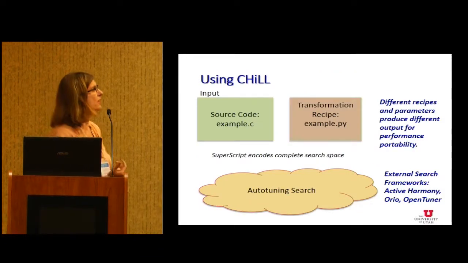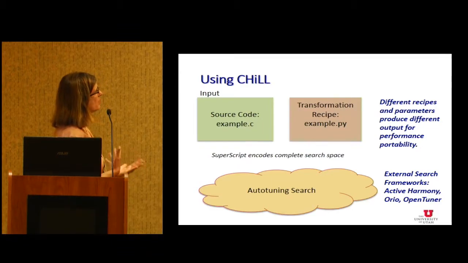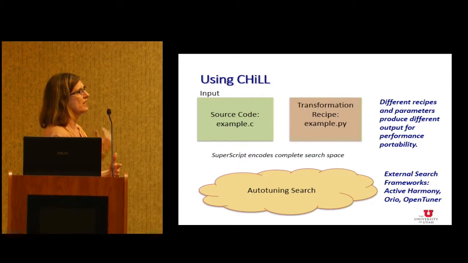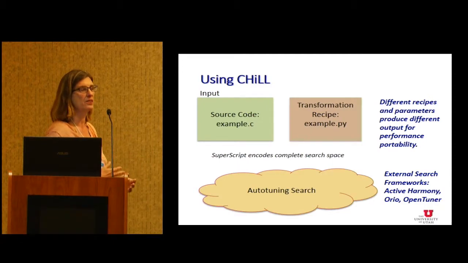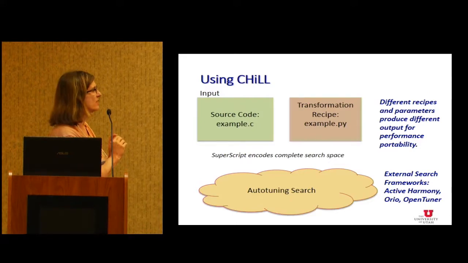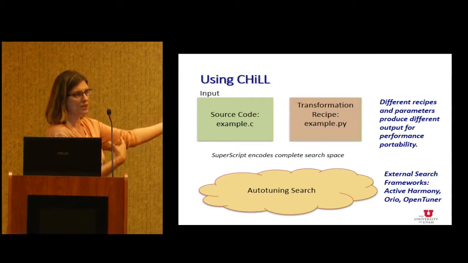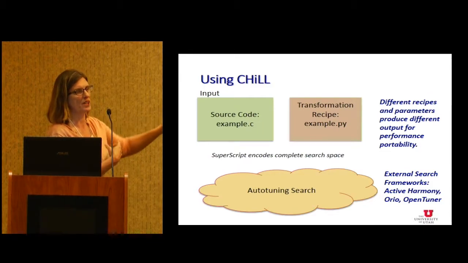Okay, and so how do you use CHiLL? You provide both the source code and a transformation recipe, which is just a Python script. And where the auto-tuning comes in is you can have a bunch of different parameter values for the transformations, and you can have different scripts that describe completely different transformation strategies, that describe GPU code generation or OpenMP code generation. And then that describes a search space, and that's provided to some framework that performs the auto-tuning search.